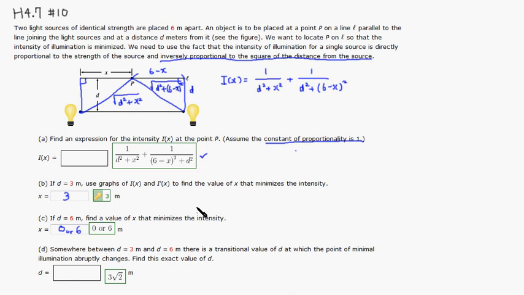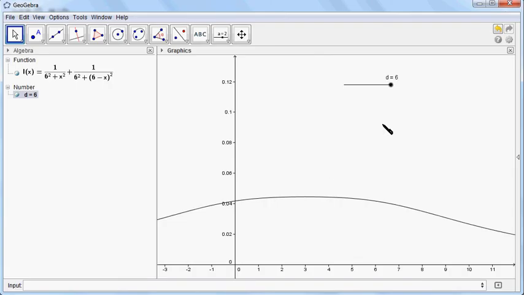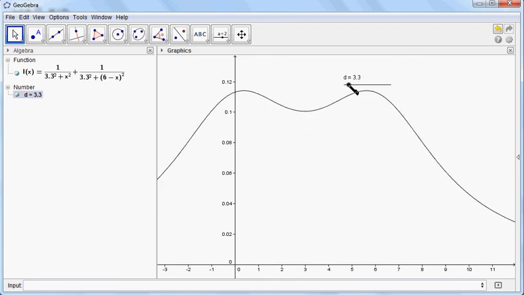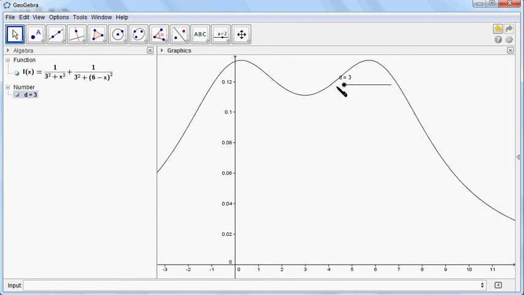Maybe you can see it from the picture. So between 3 and 6, the point where the minimum occurs changes. So if it's 3, definitely the minimum occurs at 3.